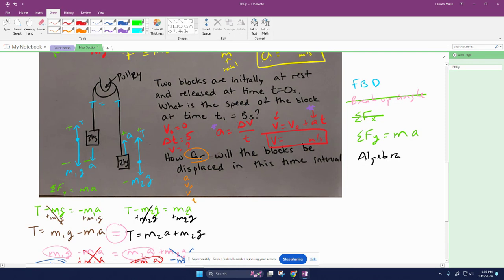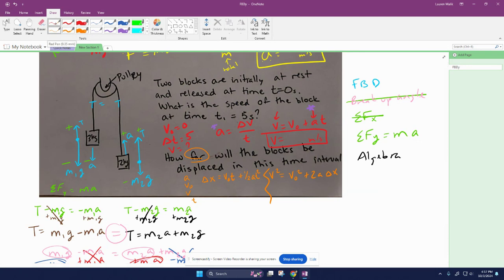When I look at my formula chart, I'm going to be drawn to two equations. I could be drawn to the one we used earlier, with our final velocity squared is equal to v naught, the initial velocity squared, plus 2a delta x. Or I could be drawn to delta x equals the initial velocity times time plus 1/2 a t squared. Both of these work and will get us to the same answer in the end.